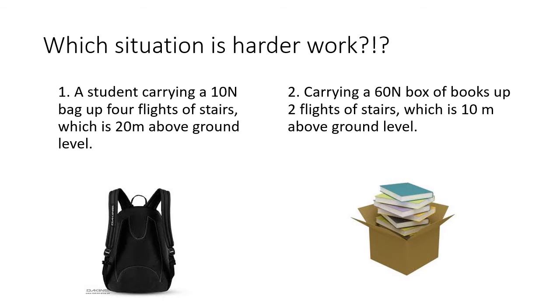Right, welcome back, and now have a look. A student is carrying a 10 Newton bag up 4 flights of stairs, which is 20 meters above the ground. So force times distance, 10 times 20, will be 200 joules. In the second example, carrying a 60 Newton box of books up 2 flights of stairs, which is 10 meters above ground level, 60 times 10 will be 600. So obviously situation 2 is much harder than situation 1.